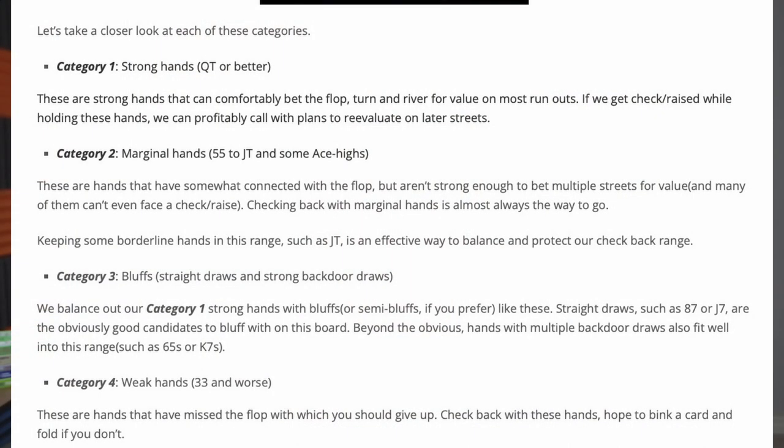He would categorize hands into four categories. Category 1, your best hands. Category 2, your medium strength hands. Category 3, good draws. Category 4, complete trash. You would bet category 1 and 3 hands and check back category 2 and 4 hands. This would protect your check back range somewhat and prevent you from getting run over in certain lines.